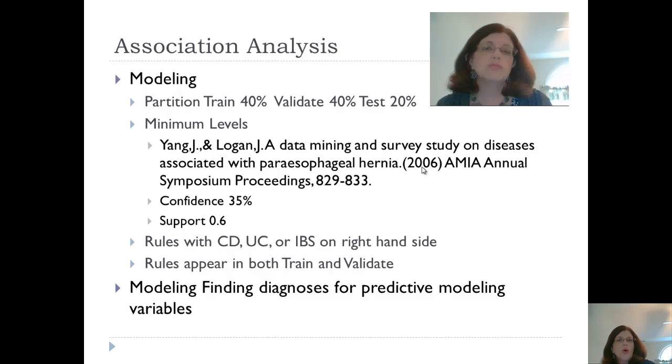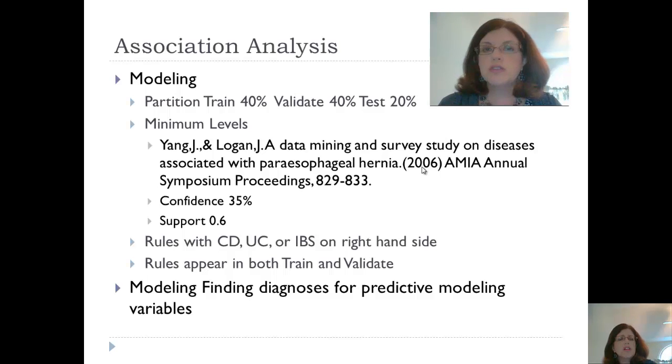We looked into the medical literature and found an article by Yang and Logan, who also did association modeling on hospital discharges. They looked at clusters where the definition was a particular type of chronic condition. The confidence level they used was 50%, with a support of 0.06.